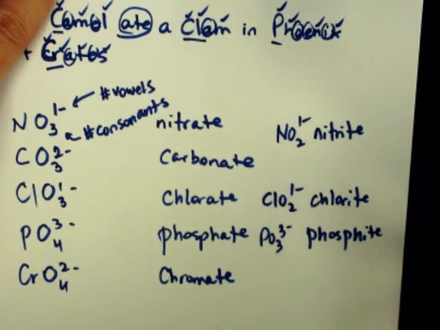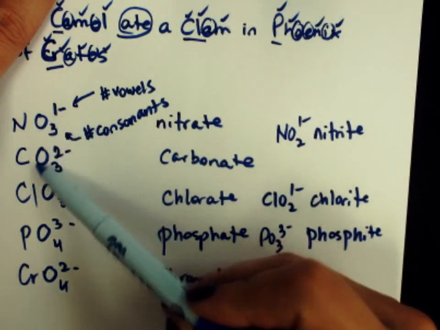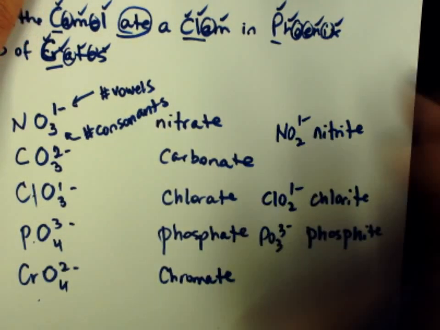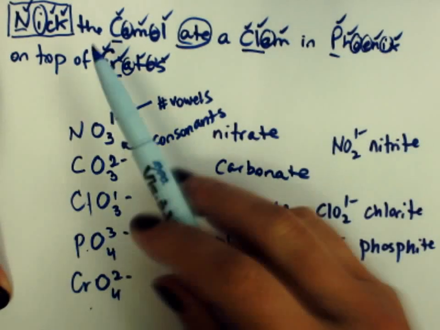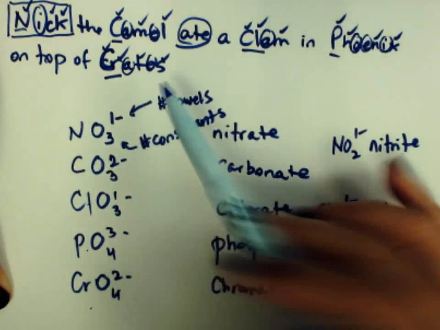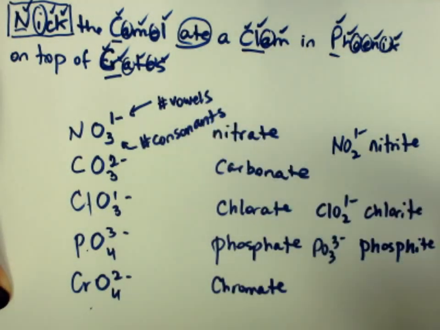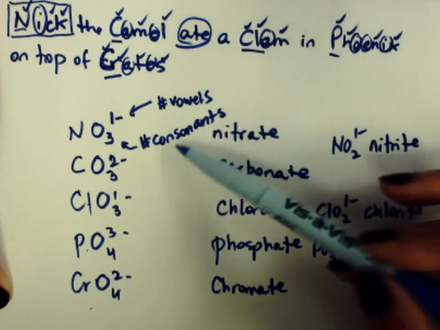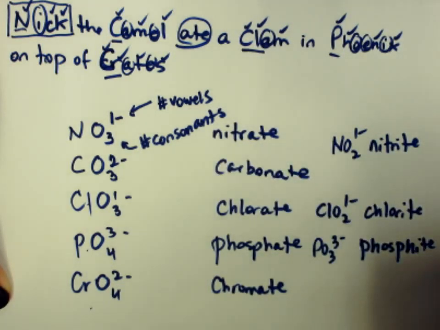So of the 14 things that you're going to have to memorize off that table on eCampus, look, we already got 1, 2, 3, 4, 5, 6, 7, 8 without really having to do a whole lot of work besides just memorizing the sentence. Nick the camel ate a clam and Phoenix on top of crates. And remember that the number of vowels in each word tells me the charge for each of these polyatomic ions, and the number of consonants tells me how many oxygens are attached.